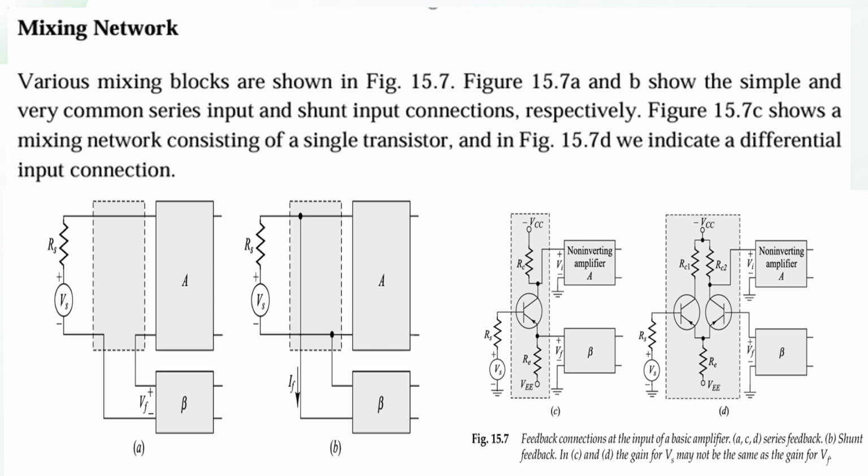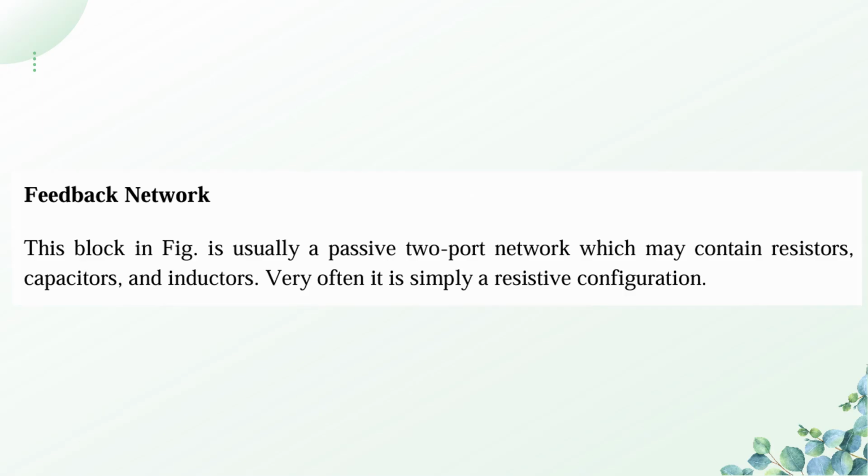Then figures C and D show the mixing network. Figure C consists of a single transistor, and figure D consists of a mixing network with differential transistors. Next we have to see about the feedback network. The feedback network consists of several passive components like resistors, capacitors and inductors. Most commonly, only a resistive configuration is used.